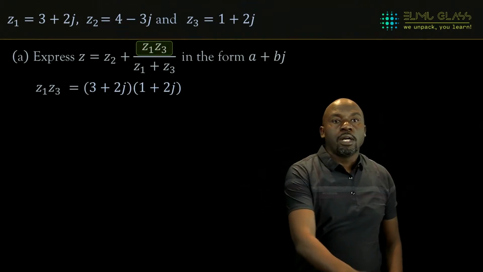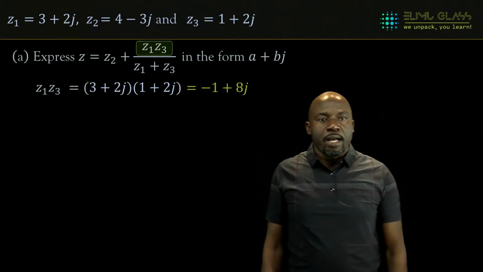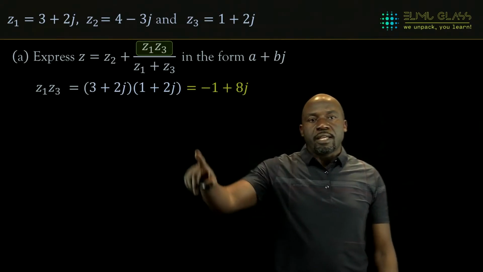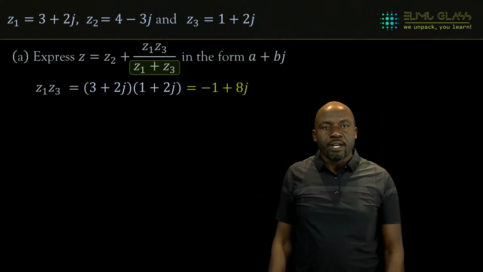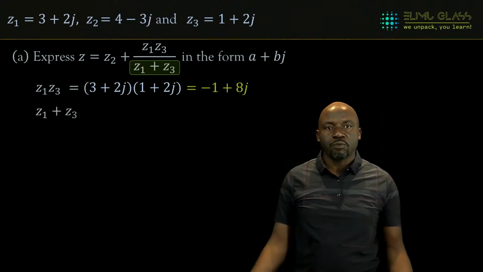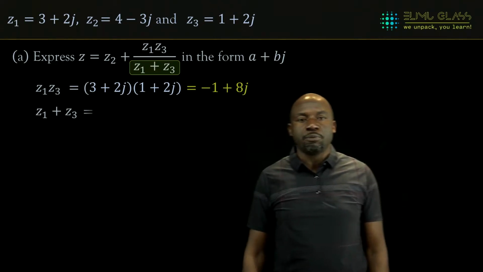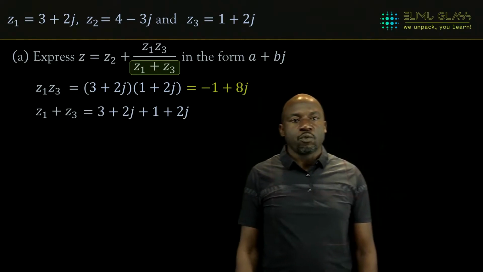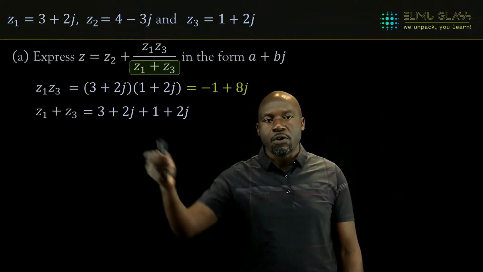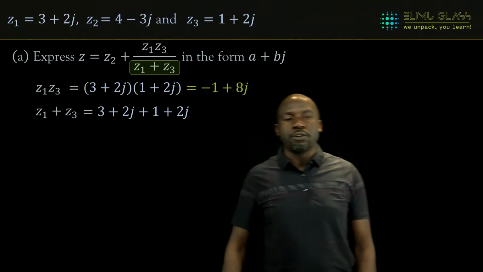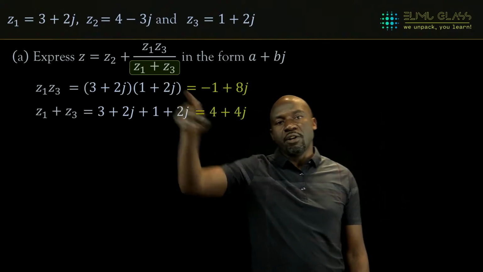And so that is what this is, minus 1 plus 8j. The second thing we do is we simplify the denominator there. That's just adding the 2 complex numbers. We add them algebraically the same way we add in normal algebra. So 3 plus 2j plus 1 plus 2j: 3 plus 1 is 4, 2j plus 2j is 4j. So therefore 4 plus 4j is what we get for the denominator there.